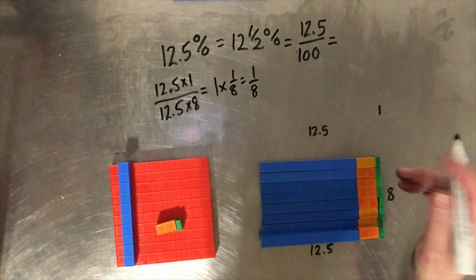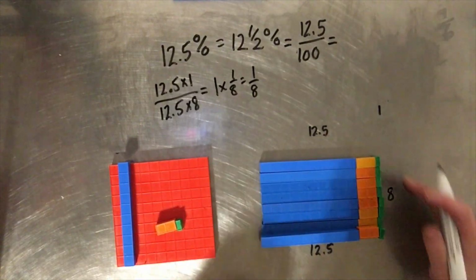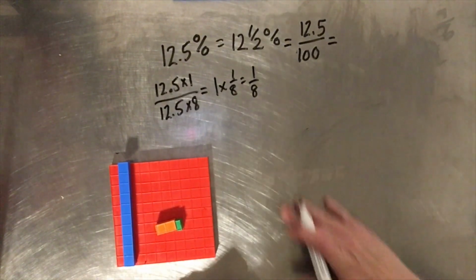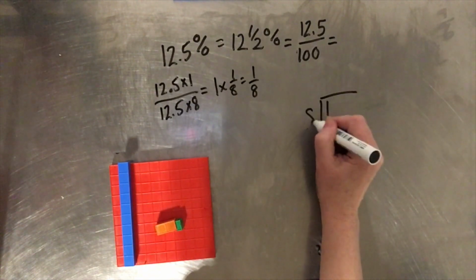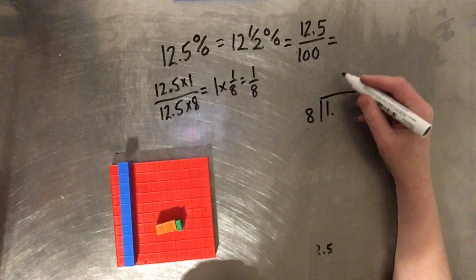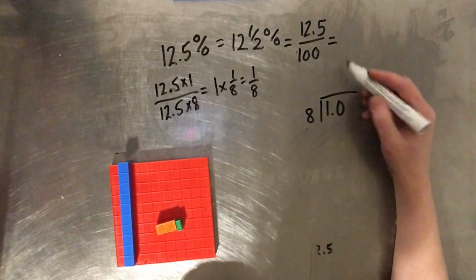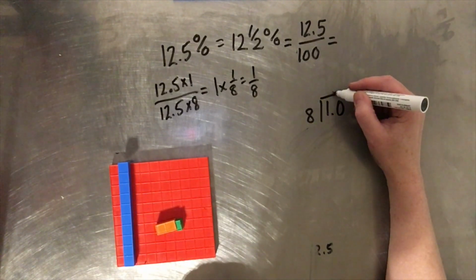Now, if you want to turn that into a decimal, and I'm going to move these now because I think we're kind of done with that. If you want to turn that into a decimal, that just says that I've got 1, and I'm dividing by 8, right? And I can see that that's going to go into there.